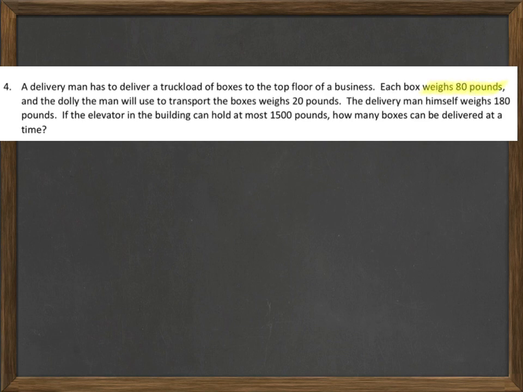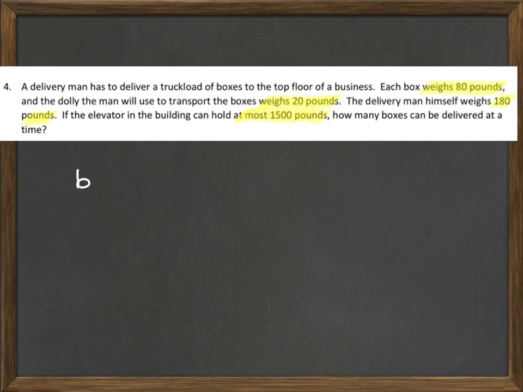And the dolly the man will use to transport the boxes weighs 20 pounds. The delivery man himself weighs 180 pounds. If the elevator in the building can hold at most 1,500 pounds, how many boxes can be delivered at a time? So let's figure this out.